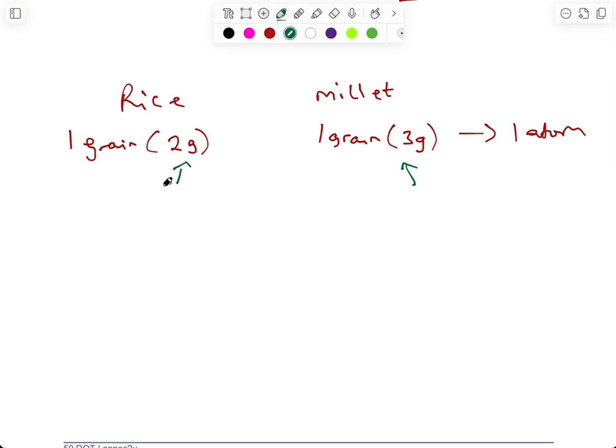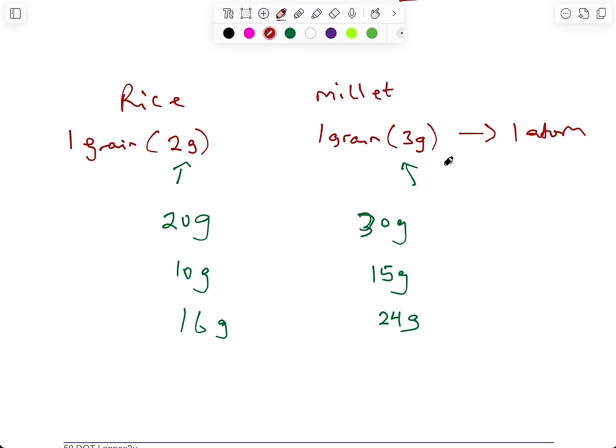For example, if I say 20 grams of rice, I don't need to count it. I just carry out a measurement on a balance. I just measure 20 grams of rice. I don't need to count the number of grains that are there. Then I also measure, let's say, 30 grams of millet. Another one, let's say I measure 10 grams of rice and 15 grams of millet. Let's do one more. Let's say I measure 16 grams of rice and 24 grams of millet.